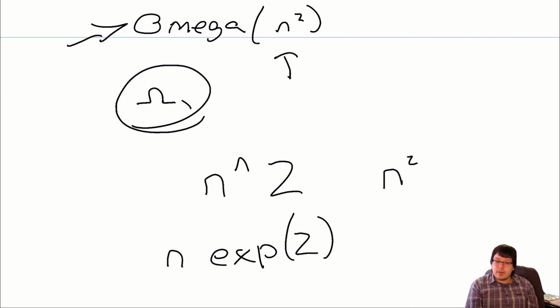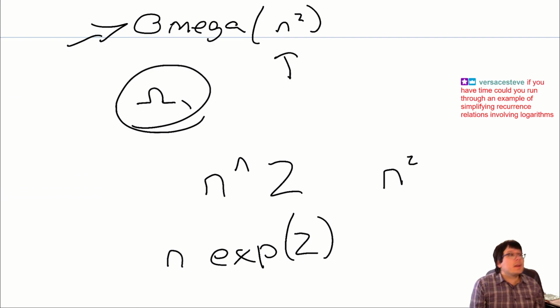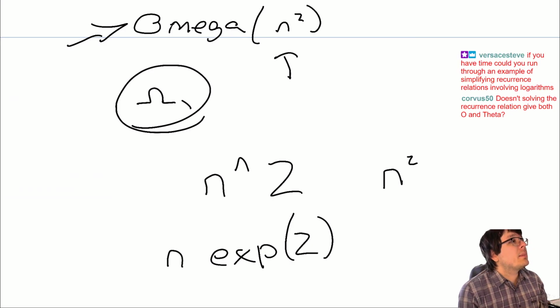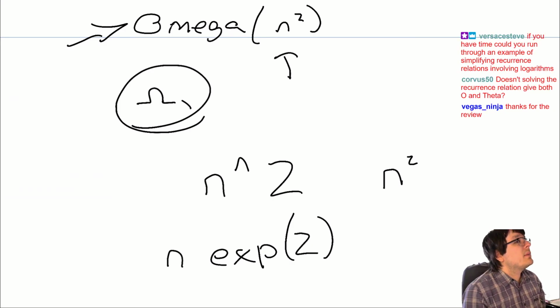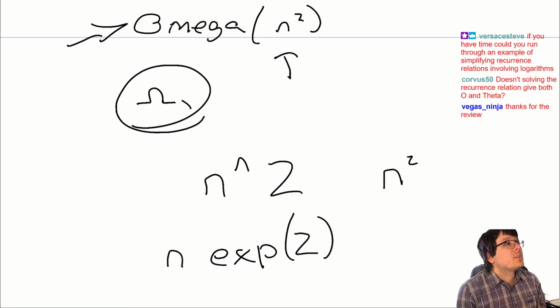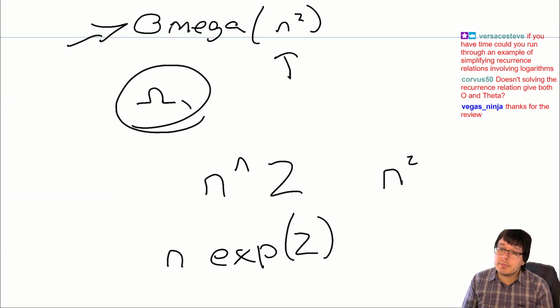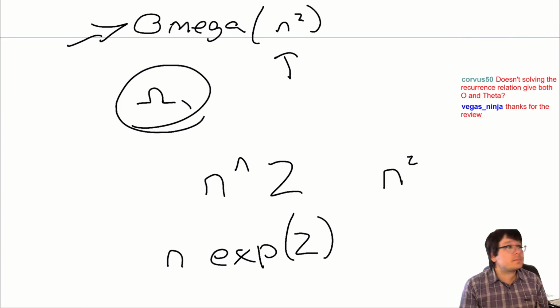More questions now. Speak now or hold forever your peace. If you have time, could you run through an example of simplifying recurrence relations involving logarithms? Doesn't solving the recurrence relation give big O and theta? Solving a recurrence relation gives you both, but master theorem only gives you theta.